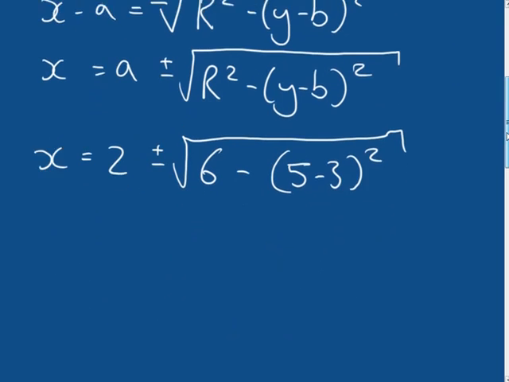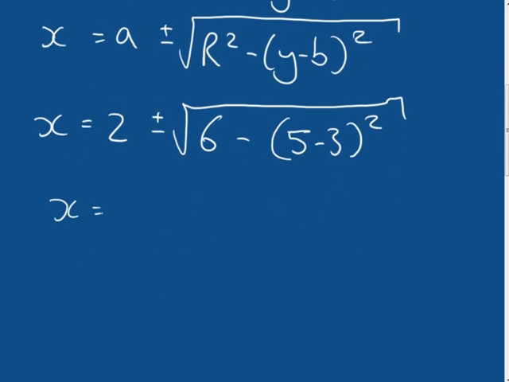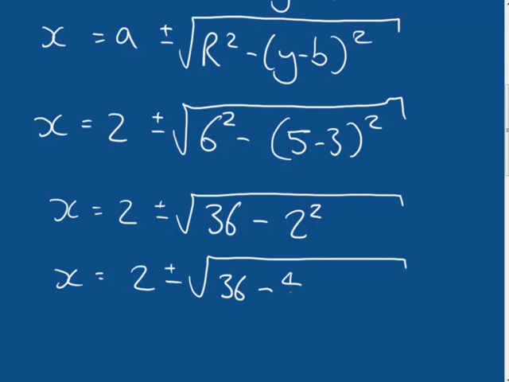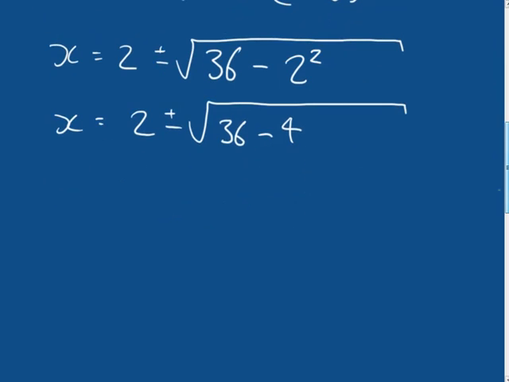And now let's evaluate that. So x is equal to 2 plus or minus the square root of, and that radius should be squared there we go, 6 squared, so 36, minus 5 minus 3 is 2, so 2 squared. So that's going to be 36 minus 4. Fantastic. So x is going to be equal to 2 plus or minus the root of 32.